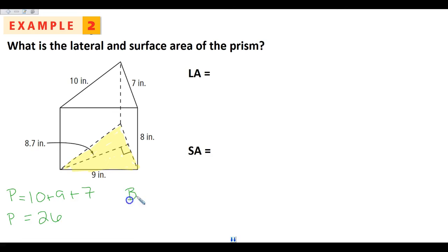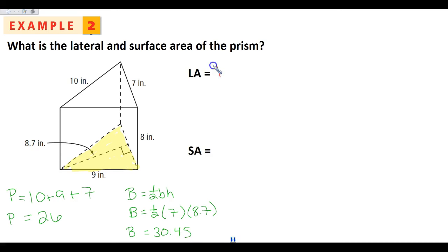All right, my area of my base is going to be 1/2 base times height, because my base shape is a triangle. The base of the triangle is going to be this side because remember, the height and the base must be perpendicular. So this piece here is perpendicular to this piece here. So these are your base and your height. My base is 7 and my height is 8.7. So the area of my base is going to be 30.45.